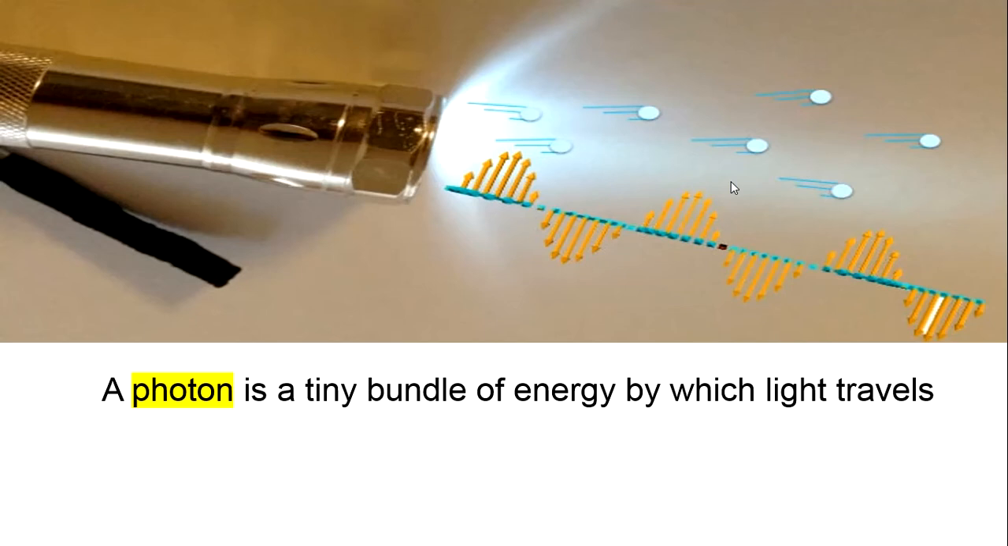So particles of light are called photons. A photon is a tiny bundle of energy by which light travels. The energy of a single photon is very small.